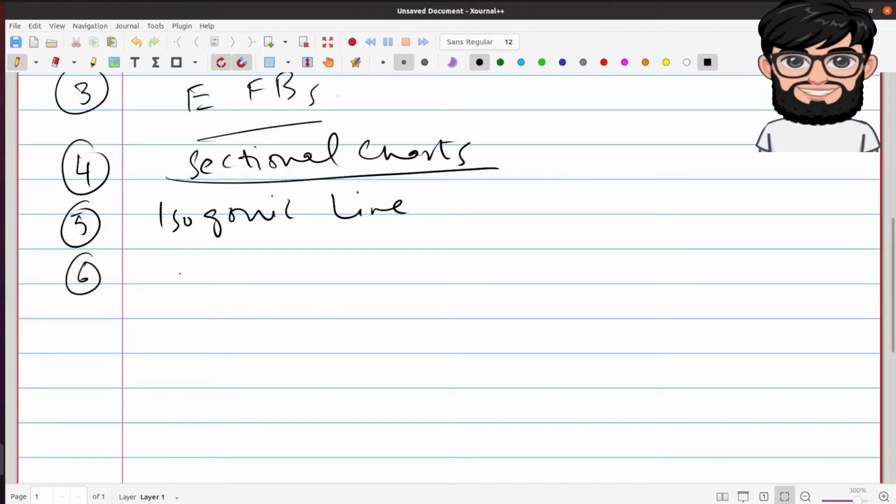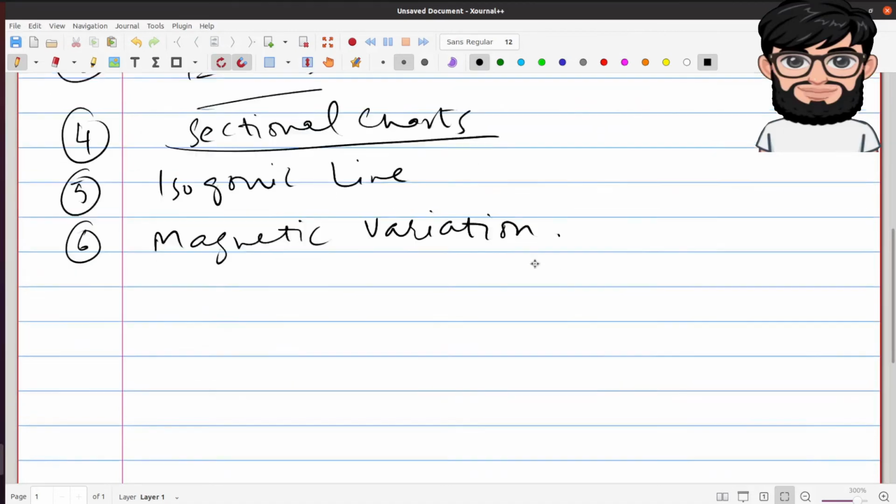So what is this magnetic variation? The variation is the angle between the true north and the magnetic north. It is expressed as east variation or west variation, depending upon whether the magnetic north is to the east or to the west of the true north, right?